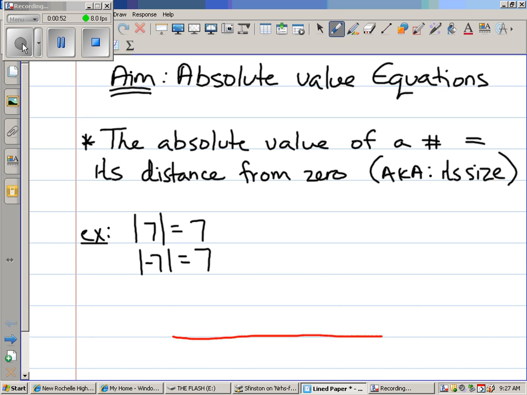Let's take a look at that graphically real fast. Here's 0, here's 7, here's negative 7. What I mean is that 7 is 7 units big. Negative 7 is also 7 units big. It's just in the other direction.